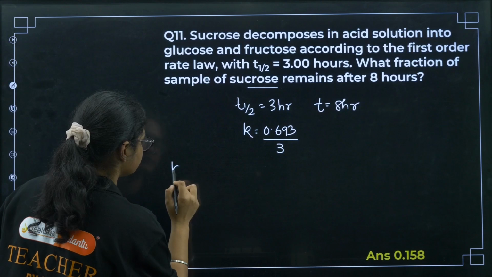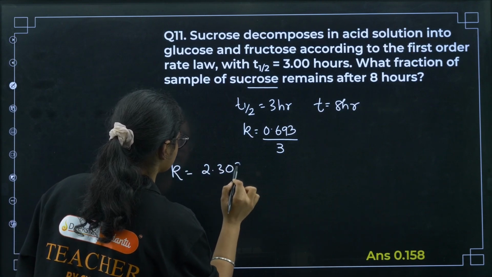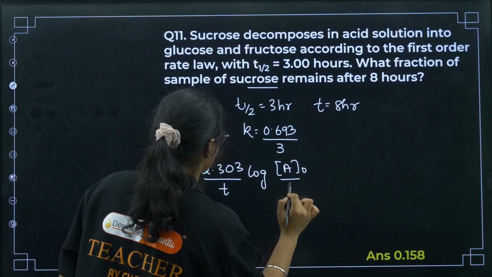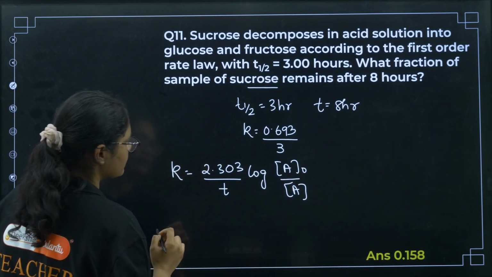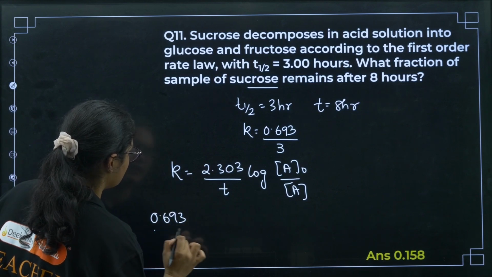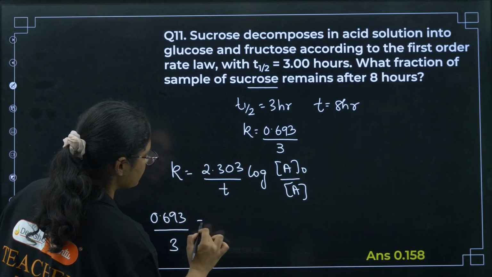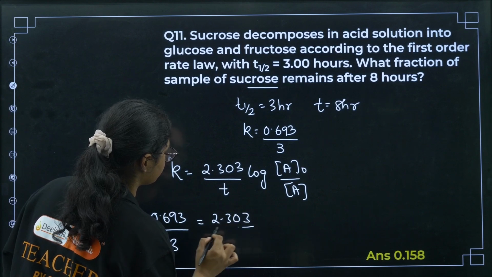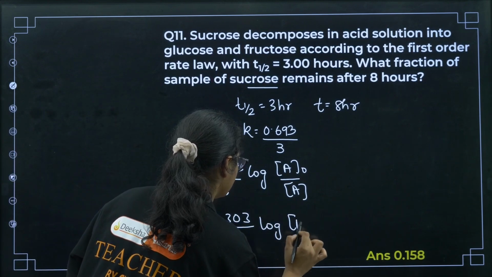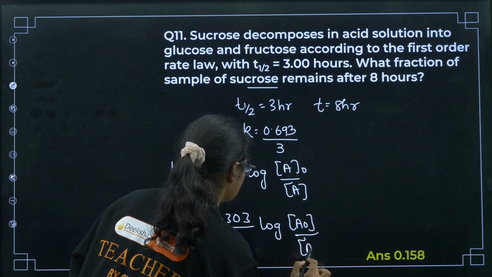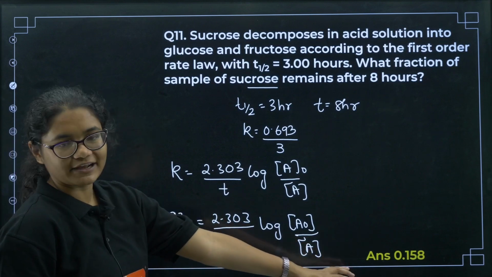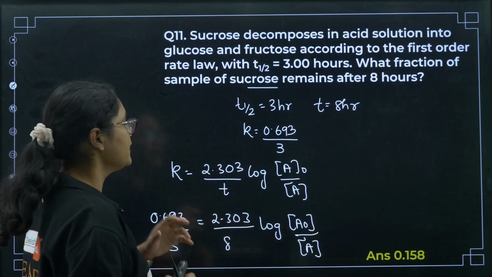So you have to just use the first order law, K equal to 2.303 by T log of A naught by A. So now K will be equal to 0.693 by 3, which equals 2.303 by 8 hours log of A naught by A. Now if I solve this and calculate A naught by A, that will be the fraction, 0.158, okay.